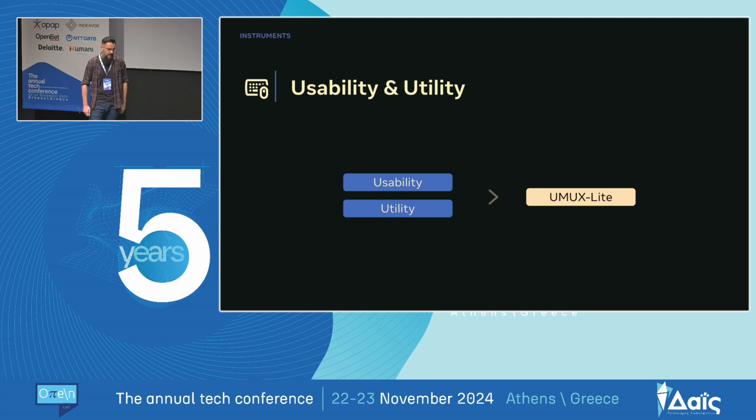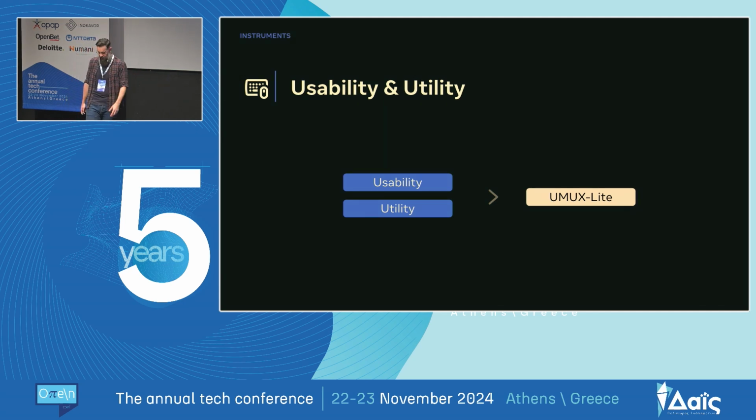Let's have a quick look at how we measured each one of those dimensions, starting with usability and utility. Usability has to do with how easy a tool is to use. Can they actually use it? That's the question. Can they use this particular journey or function? And the second one is utility. Does it solve a problem?